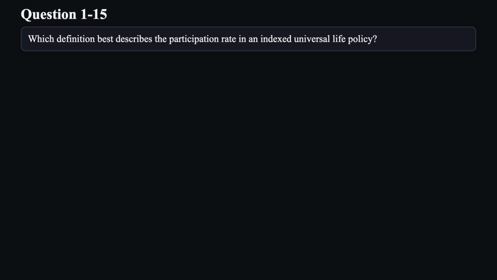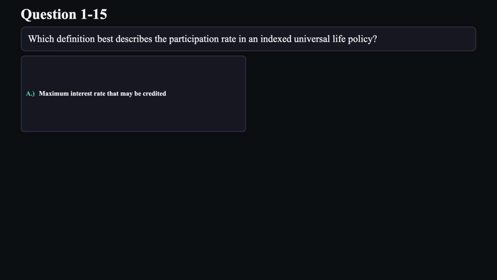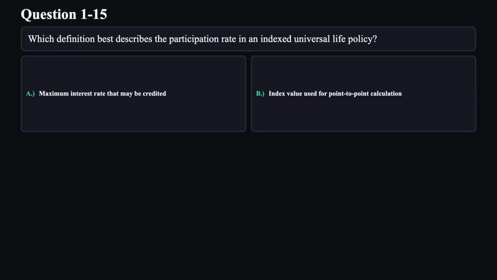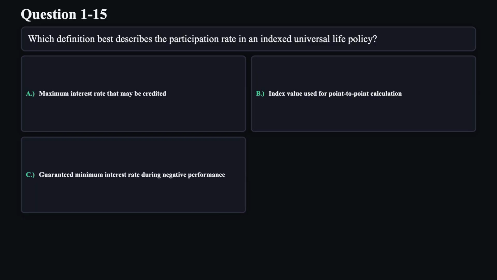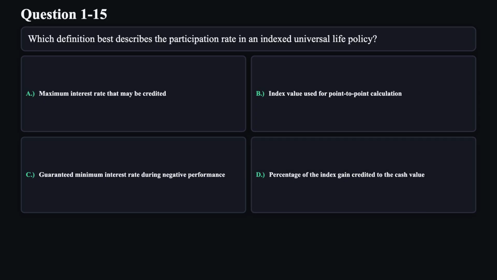Question 15. Which definition best describes the participation rate in an indexed universal life policy? A. Maximum interest rate that may be credited. B. Index value used for point-to-point calculation. C. Guaranteed minimum interest rate during negative performance. D. Percentage of the index gain credited to the cash value.